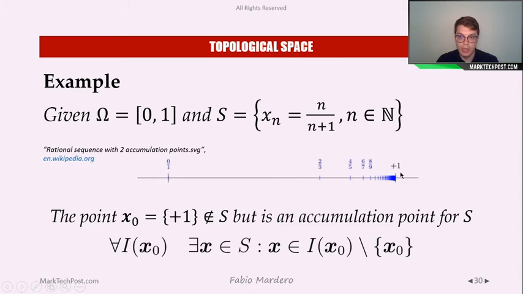We can see that the element 1 does not lie inside S. In fact, how can we get this equal to 1? We can reverse the equation, saying that xn is equal to 1, and we find that n plus 1 is equal to n. This is impossible. So S does not contain 1, for sure. But 1 is an accumulation point for S, because we can zoom in as much as we want near 1, but we will always find an element of S that lies in our neighborhood of 1. So 1 is not in S, but is an accumulation point for S.